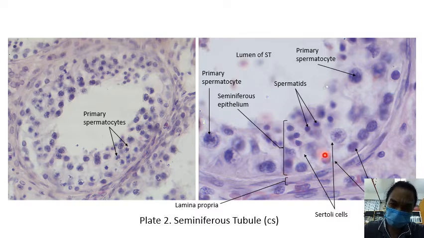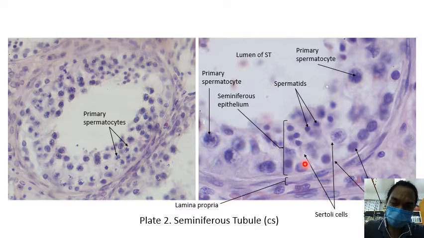So, what else aside from the Sertoli cells that we see here? We have spermatogonia. Okay, these are the cells near the basement membrane of the epithelium that we see here.